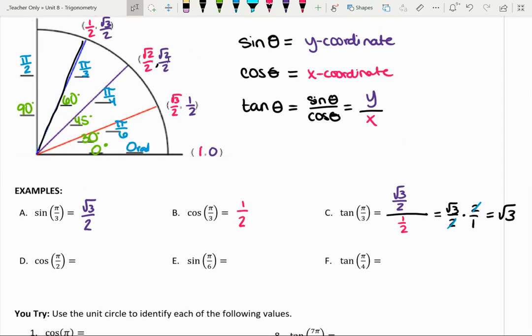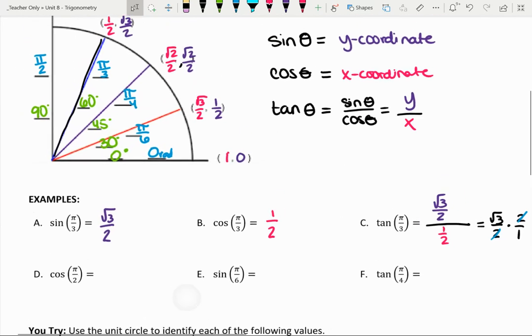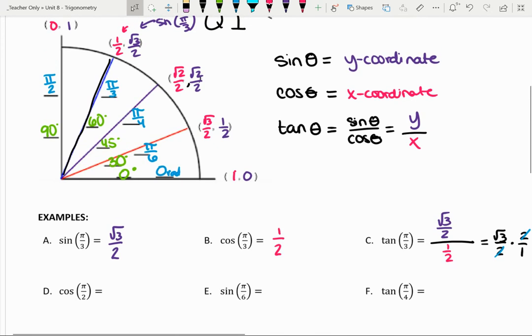So cosine of 1/2 pi, or pi halves, that will be the x coordinate, or 0. Sine of pi sixths, that will be the y coordinate of pi sixths, that will be 1/2.